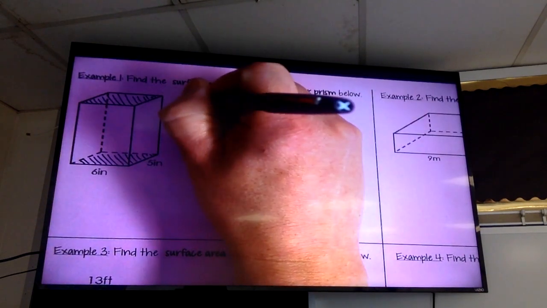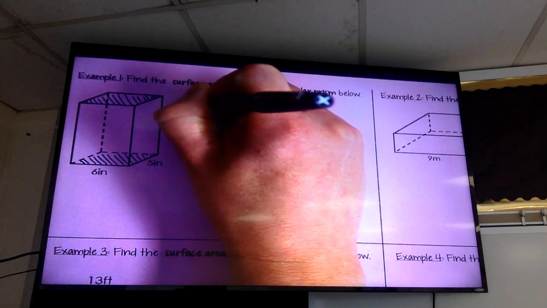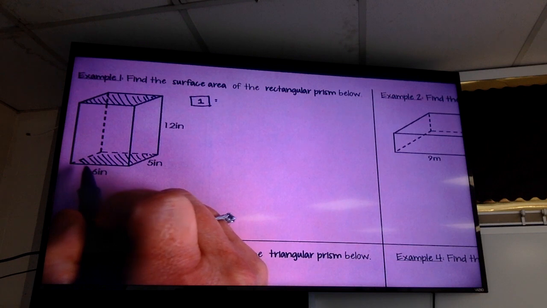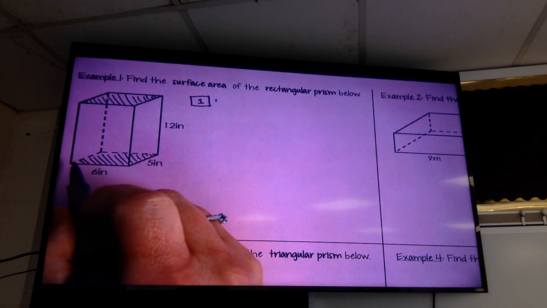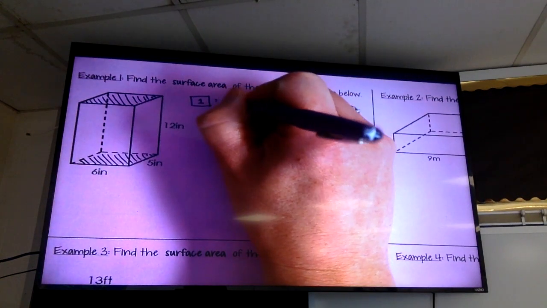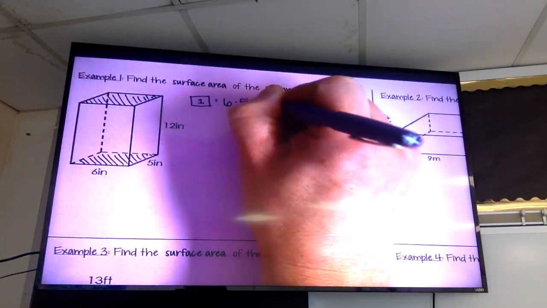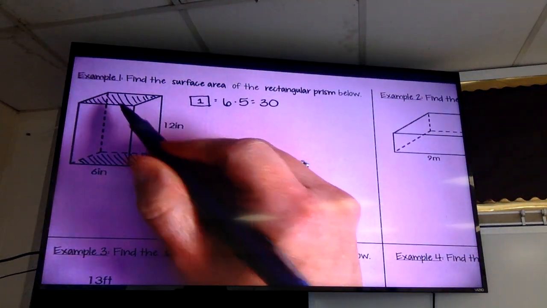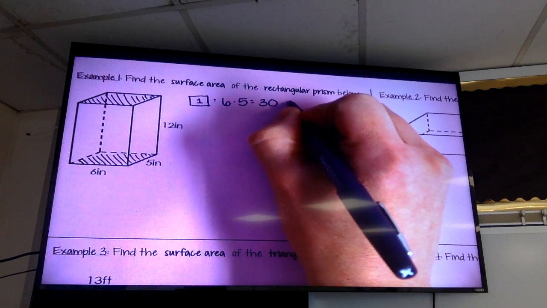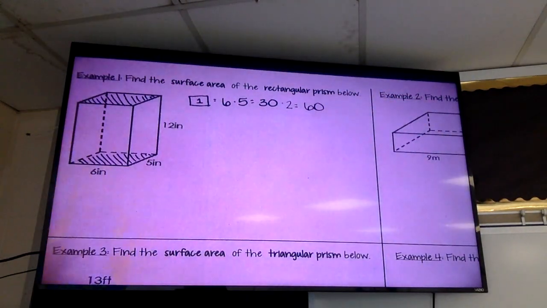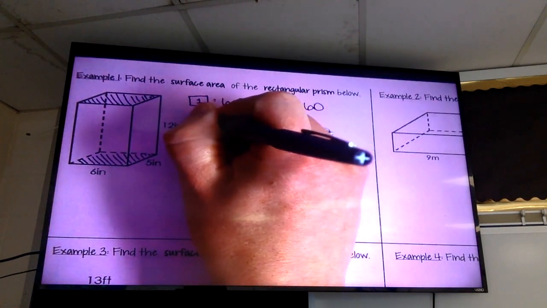So one way I could do this is say, okay, rectangle number 1. Remember, the area formula for a rectangle is just base times height, or length times width. So I would have 6 times 5, that equals 30. And since I have 2 of them, one on the top and one on the bottom, I'm going to multiply it by 2. If I just cover the top and the bottom of that rectangular prism, that would be my answer. But I'm not going to.